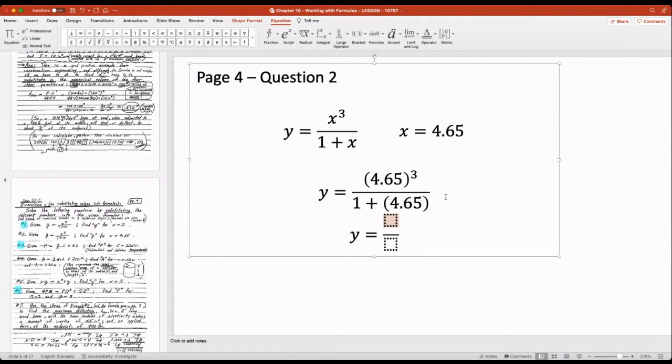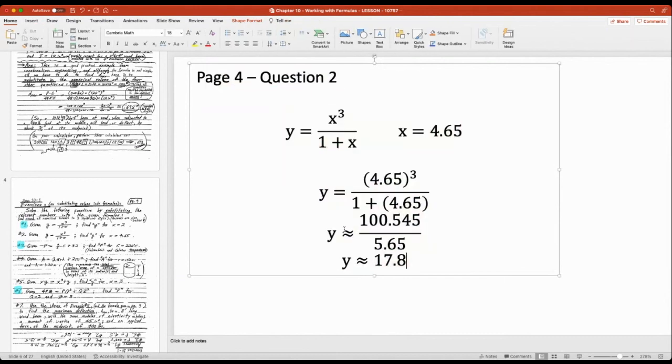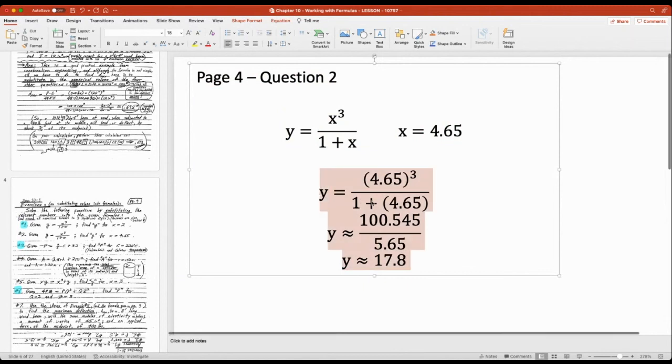We need 3 significant digits in our answer, so put extra digits in the question. 100.545. And the bottom's easy. The bottom's easy. No need for any work there. The question somewhere says 3 significant digits, so just divide that by 5.65. And your final answer will be 17.8. Awesome. Thanks, Nicholas.